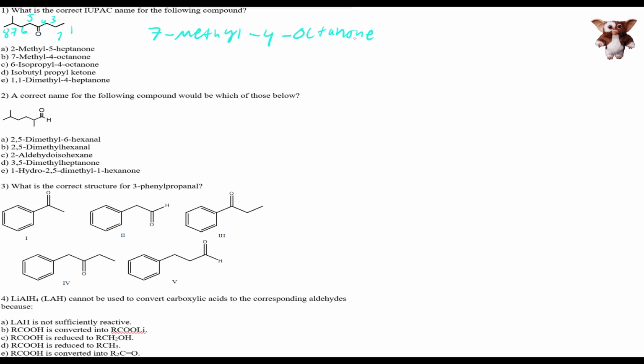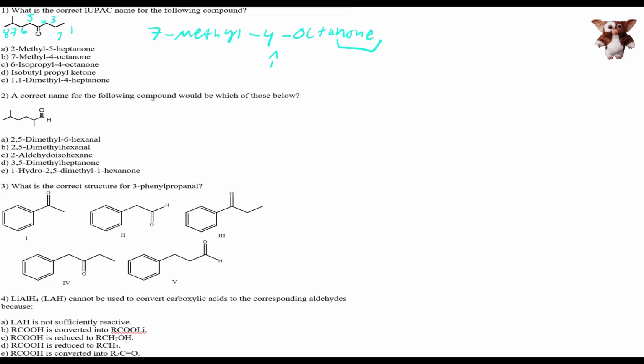Notice that there's a -none, it means that there's a ketone. Where's the ketone? The ketone is on the 4th carbon. And how long is the overall chain? 8. And on the 7th carbon, there's a methyl group. So that's what you know about 7-methyl-4-octanone.